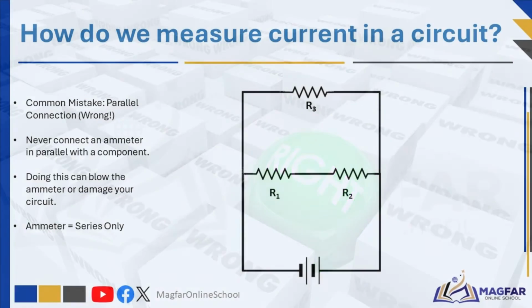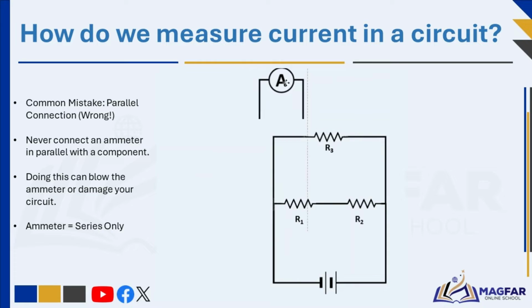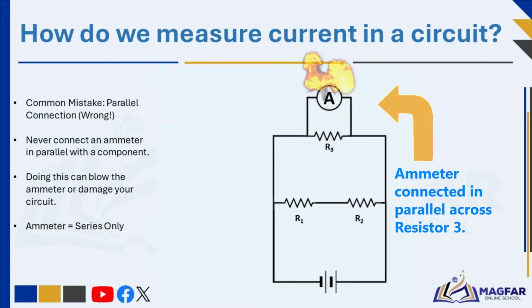Here's a common mistake people make. Let us say you have a circuit that has a battery and 3 resistors, resistor 1 or R1, resistor 2 or R2 and resistor 3 or R3. Some people will connect the ammeter in parallel with the circuit component they're trying to measure. That's not how it should be done. If you do that, you might blow the ammeter, and trust me, it's not fun replacing it.